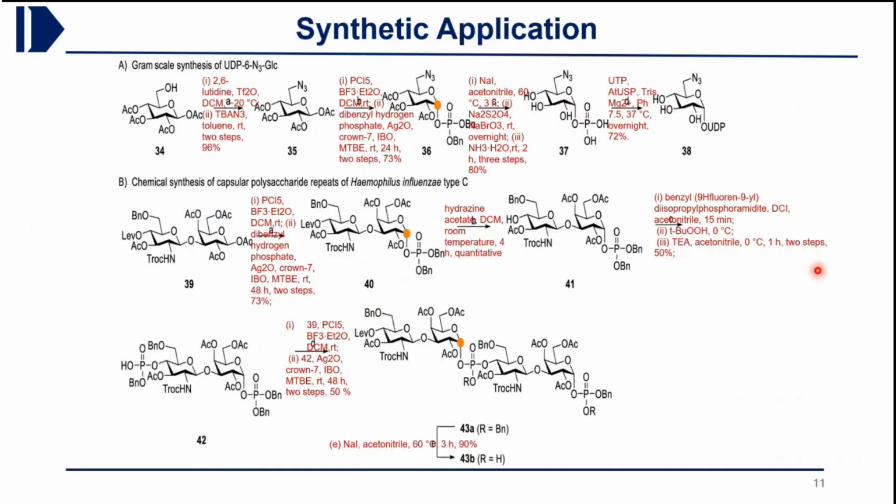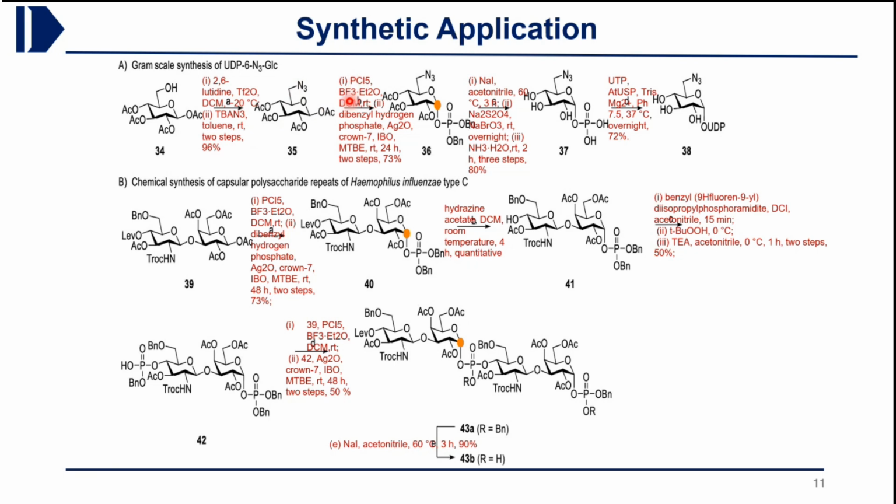Now they have mentioned some synthetic applications. So in this case, gram scale synthesis of UDP-6-azido-glucose they have tried. In the case of 2,6-lutidine and triflic anhydride, DCM in the first step. The second step is TBAN3 in the presence of toluene. So basically by these two steps there is formation of this azide at C6.